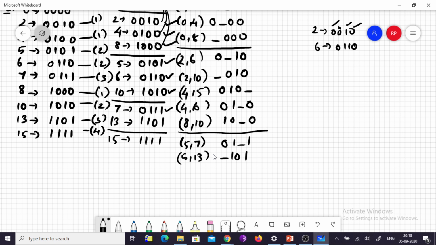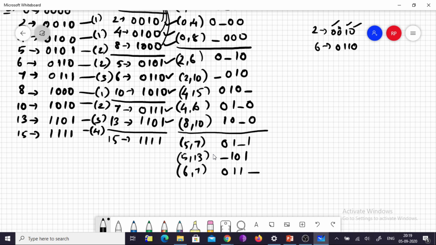That's it with 5. We move to 6, 7. 6, 7 is also a proper group. So that gives us 0, 1, 1, dash. So comparing 6 and 13. The first bit is changed, second bit is same, third bit is changed. So I cannot take 6 and 13 as a group.